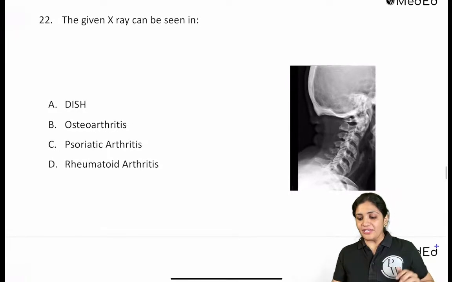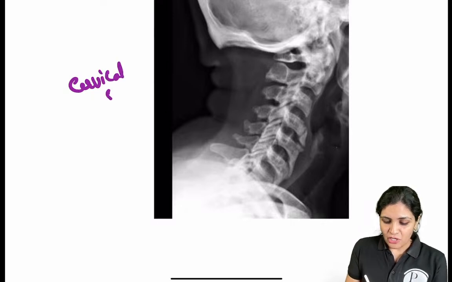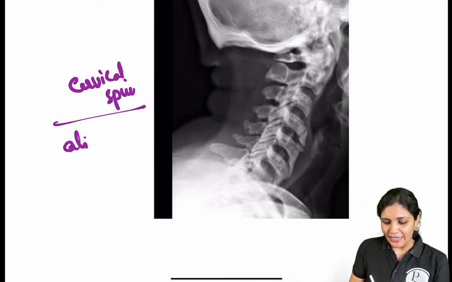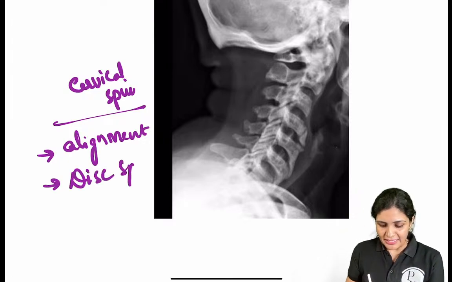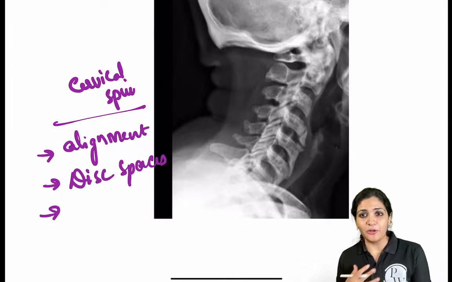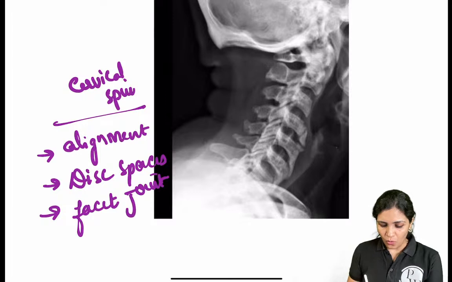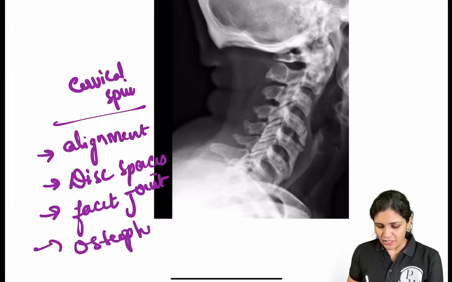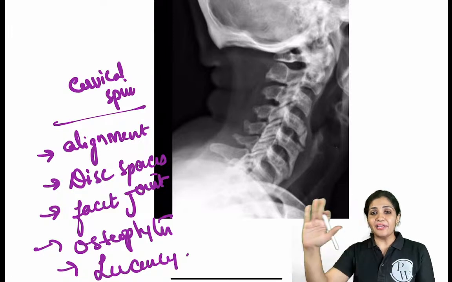Moving on to the next one, the given x-ray can be seen in. So here, a cervical spine x-ray, what actually do you have to check? Whenever you're given a spine x-ray, start with alignment, and then deal with the individual vertebrae, whether there are any fractures, and then look for the disc spaces, and then the anterior aspect, the posterior aspect, any paravertebral shadows, any soft tissue enlargement, and then the facet joints, and then the osteophytes, right? Osteophytes or syndesmophytes, and then look for lucency, like whether it is simple degenerative osteoporosis where there's just a decrease in the bone mass, right?